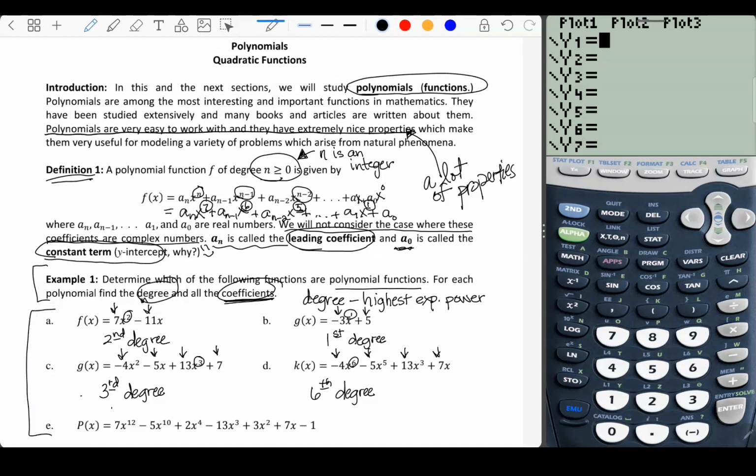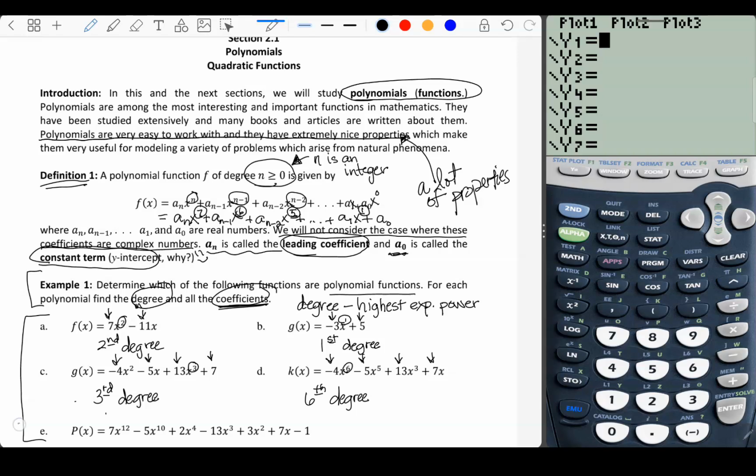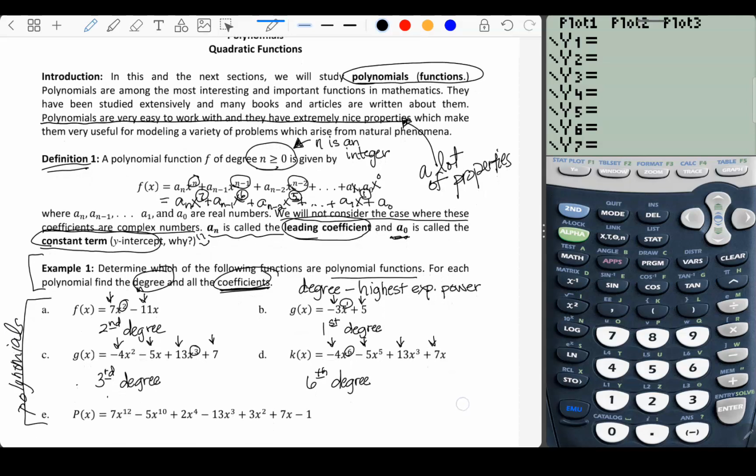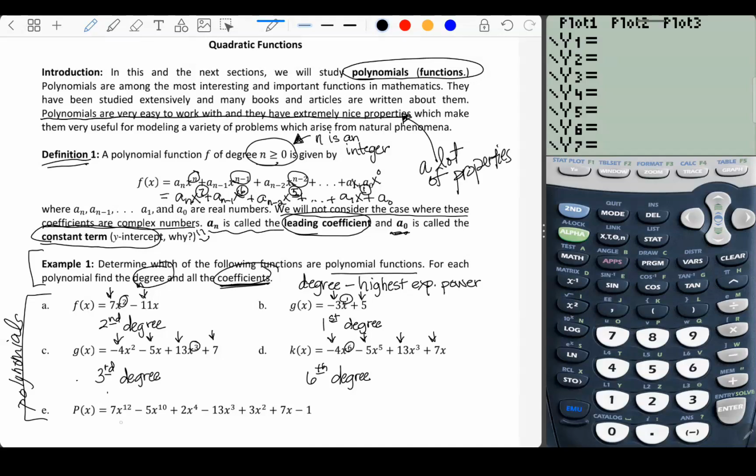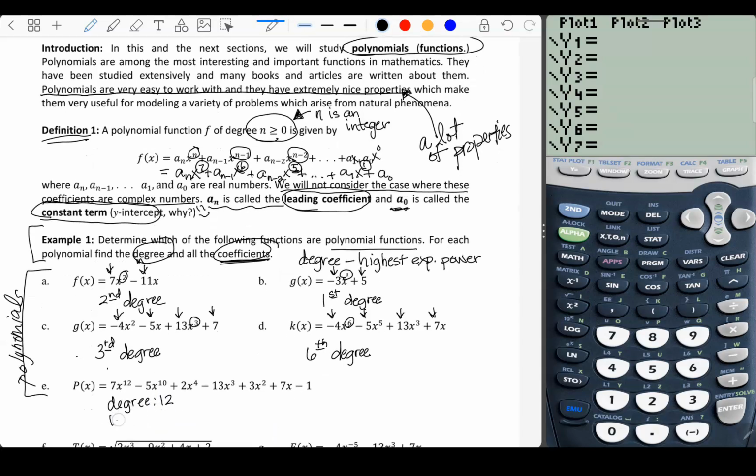So now we need to answer the question: which of the following functions are polynomials? Well, all of these functions are polynomials. They all have exponents that are integers, and we're not dividing a variable by another variable. So taking a look at E, it's written in descending order. The highest power comes first, so we have a degree of 12. The leading coefficient is 7. The constant is at the end of this function, and it's -1.